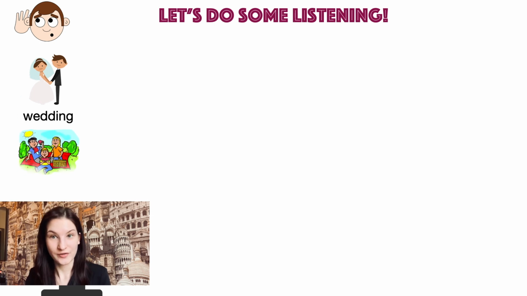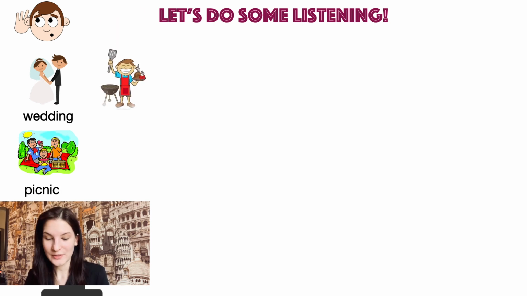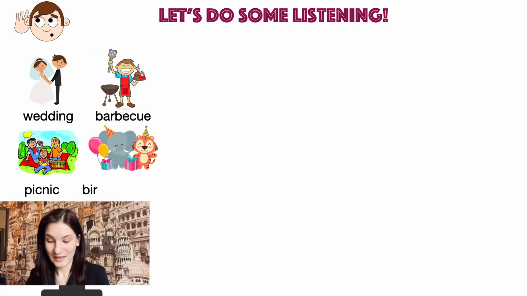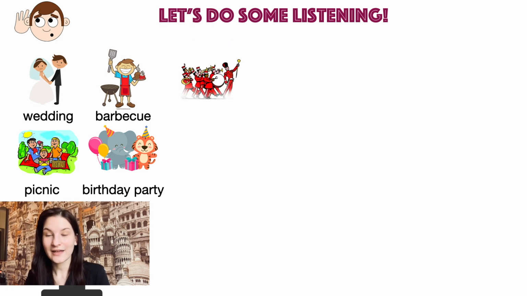Very nice. Do you know this event? When you go to a park with food, we call it a picnic. Good. What about this one? It's a barbecue. Very nice. This one, a birthday party. And the last event is called a parade.